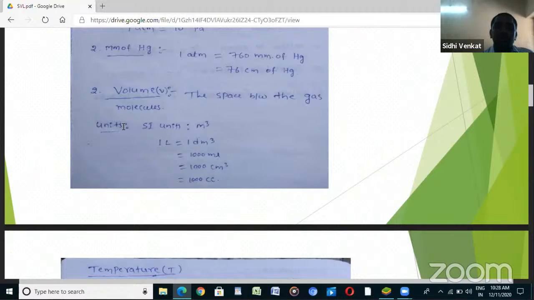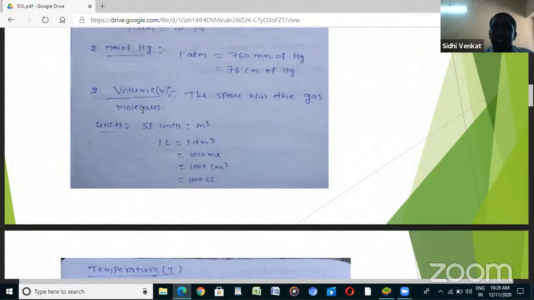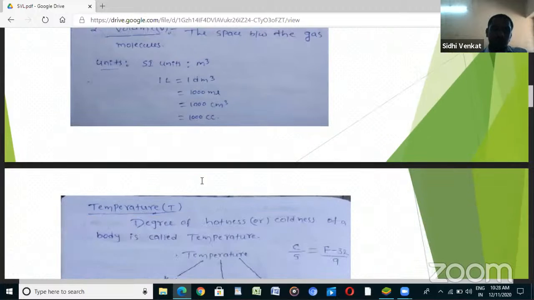What is the volume, students? The space between the gas molecules. Space between the gas molecules, that is called volume. Volume is denoted by V. What are the SI units? It is meter cube. We know that 1 liter equals 1000 ml. In centimeter cube, 1000 centimeter cube, and cubic centimeter, 1000 cubic centimeter. That is the second characteristic of gases.